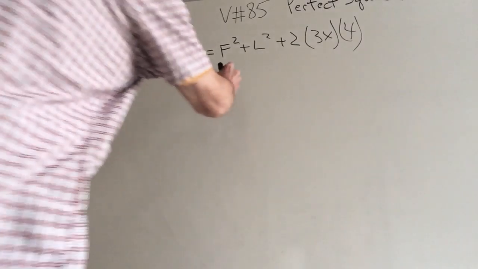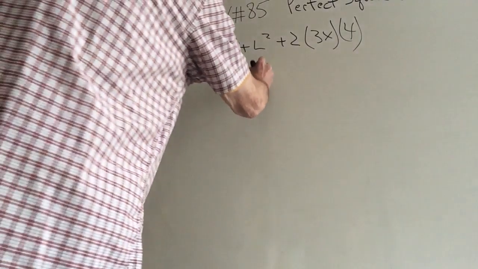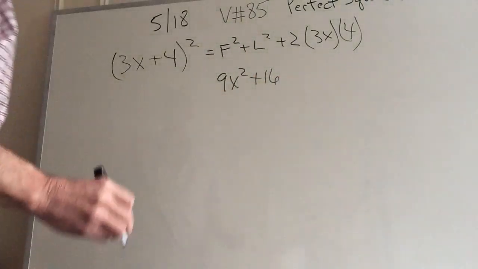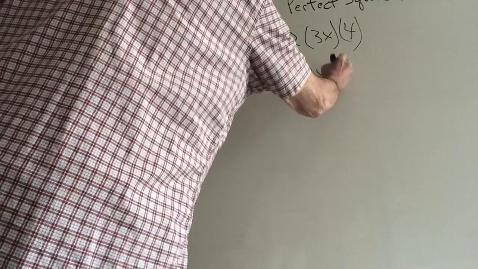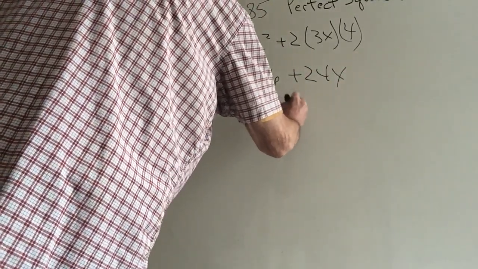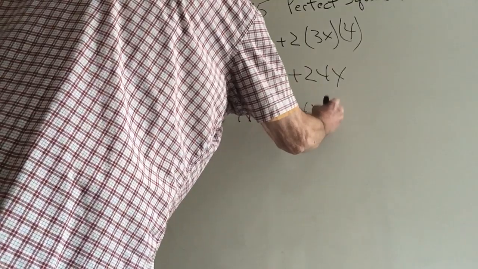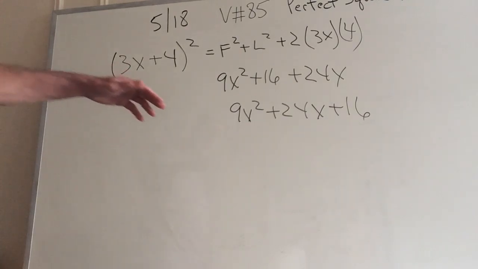So 3x squared is 9x squared, right? Number times itself, plus 16. And then 3 times 4 is 12 times 2, and there we go, 24x. Of course, standard form is very important. And I write everything out, and I got the answer really quick, and that turns out to be a perfect square trinomial. What are its properties?